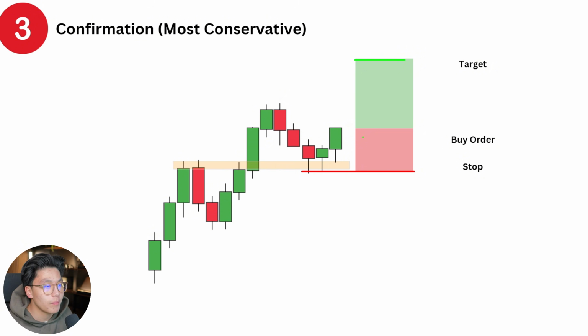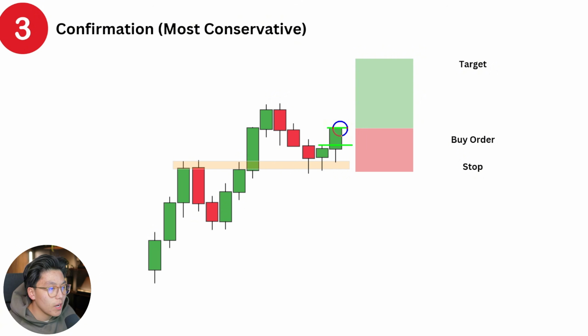So the confirmation model is my personal favorite because it does give you the highest risk reward ratio. And usually this indicates that price is most likely not only going to hit high of day, it's usually going to have continuation towards the upside as well. So how you enter in on this one is the close above its previous candle.